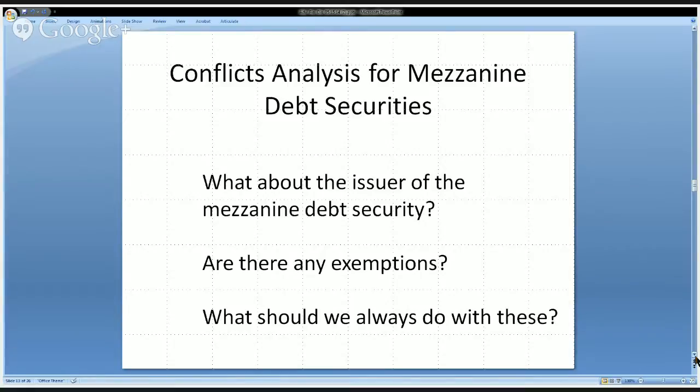So basically, where do you think the conflict is going to lie? It's going to lie with the issuer of the mezzanine debt security. So on that previous example, that Google Inc. mezzanine debt security, the conflict is going to lie with Google Inc. because they were the ones who issued it.